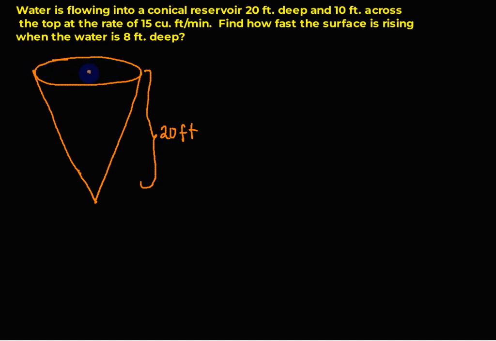But we're concerned with the radius because the formula for the volume of the cone is in terms of the radius. So 10 divided by 2 is 5. So R is equal to 5. Okay. Then the question is asking for the rate at which the surface is rising when the water is 8 feet deep.